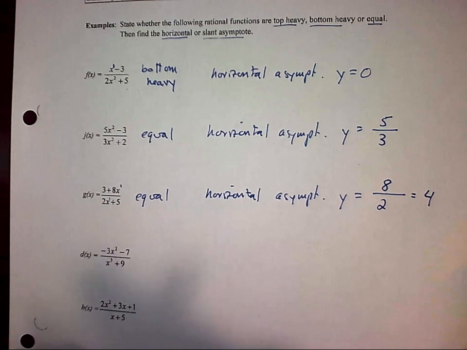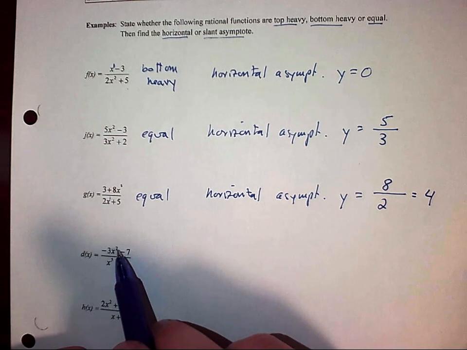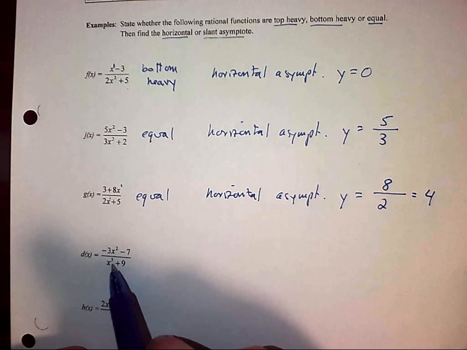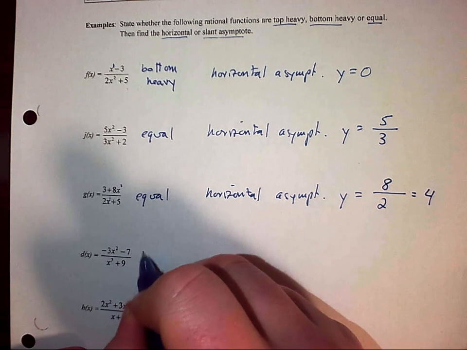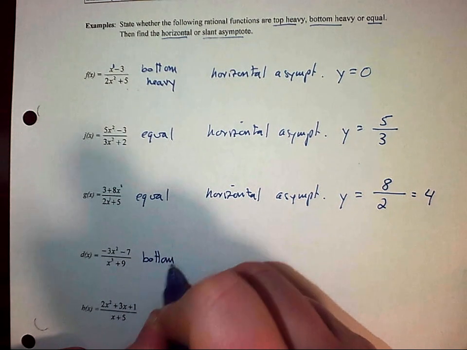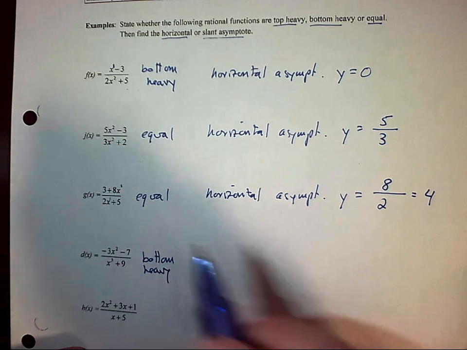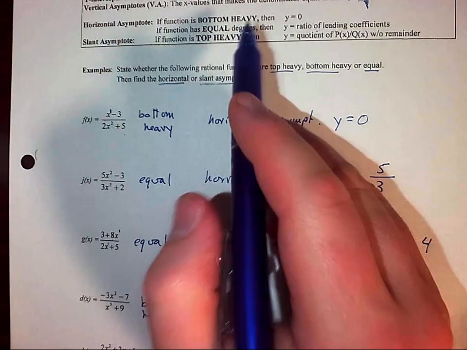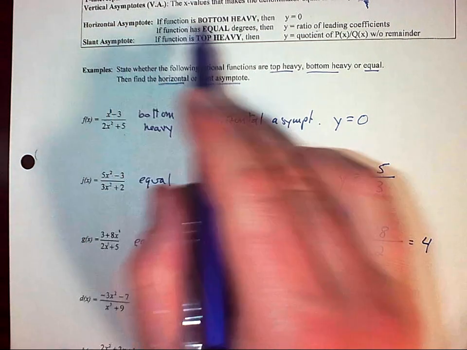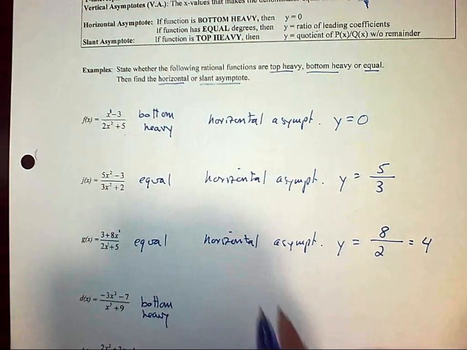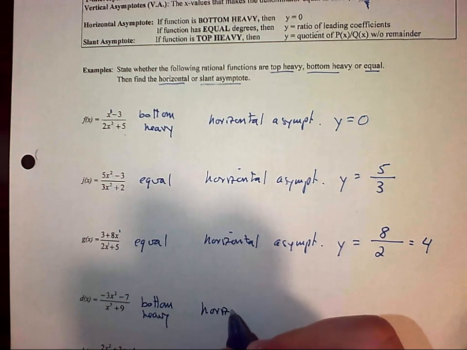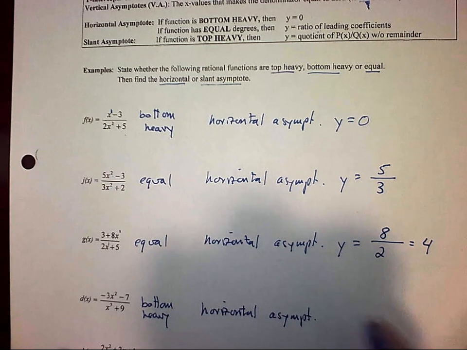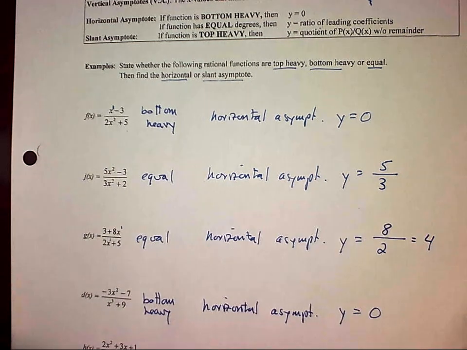Now for our next one. The degree of our polynomial in our numerator is 2. The degree of our polynomial in the denominator is now 3. So again, here we have that we're bottom heavy. And again, if we're bottom heavy, as we have up here, it's going to say that our horizontal asymptote is simply just y is equal to 0. So the horizontal asymptote is simply just y is equal to 0.